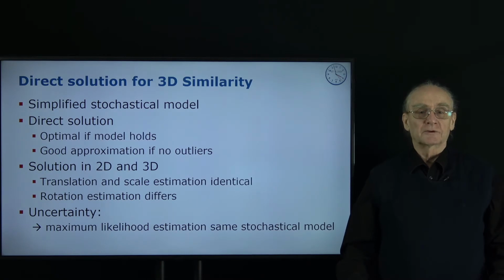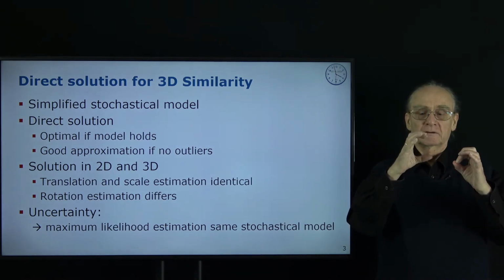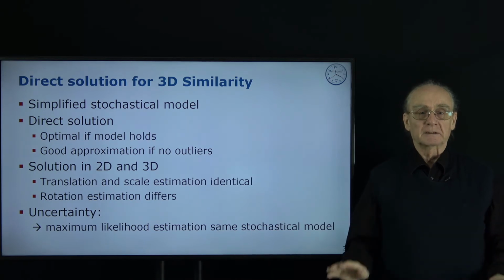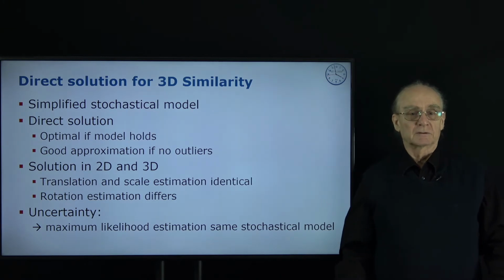So, the direct solution for the 3D similarity. We assume a simplified stochastical model. That means every point has an error circle, not an ellipse, so it's isotropic. The points are mutually independent, but the coordinates at each point have the same standard deviation in all directions. And if we use this direct solution, it has the advantage that it is optimal if this model actually holds, of course. And it's a very good approximation if there are no outliers in the data.